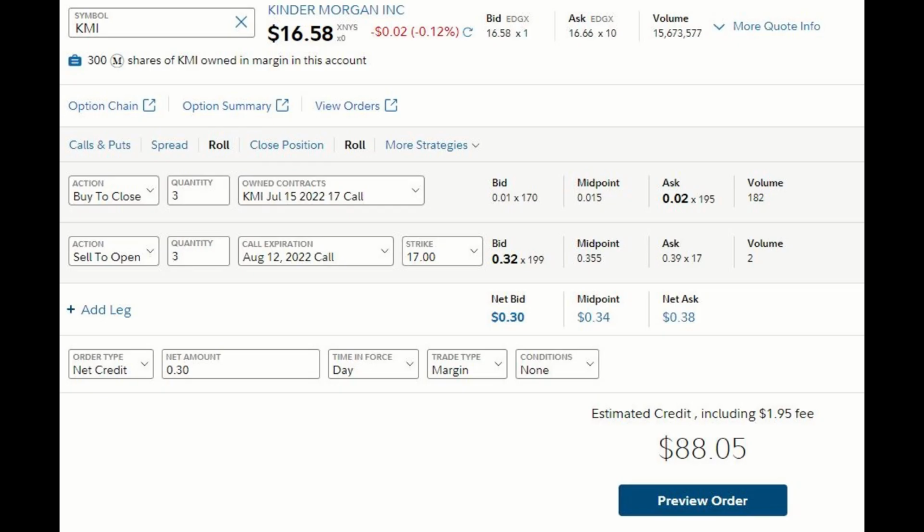Let's say I rolled it to a $17 strike. So in this case, I'm just rolling it straight out. In this case, I would do the exact same trade, same expiration, but I'd only collect $88 in premium. But in this case, I keep the shares as long as it stays under $17, underneath that $17 strike.